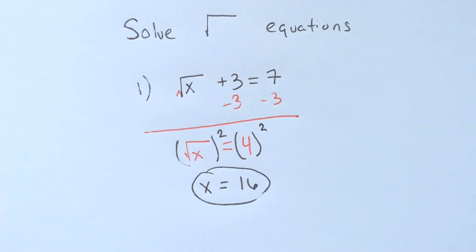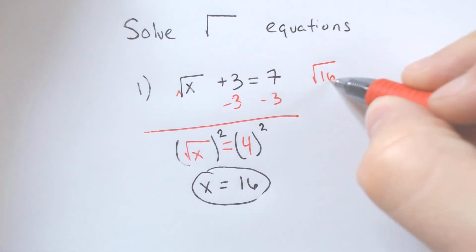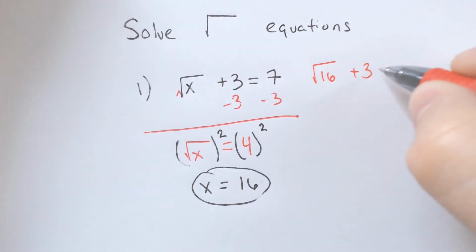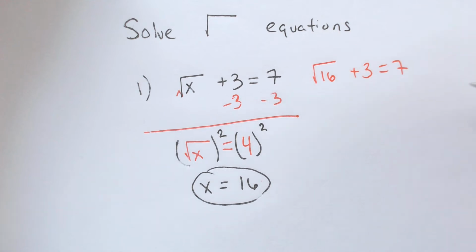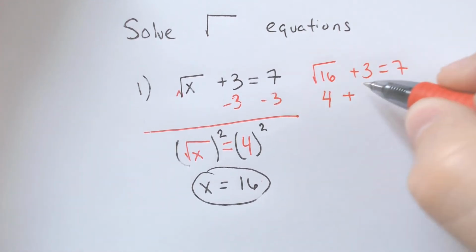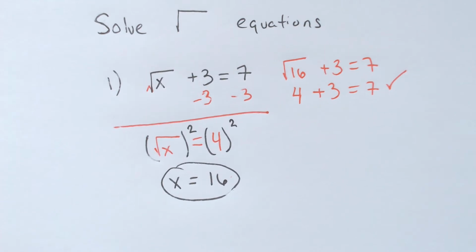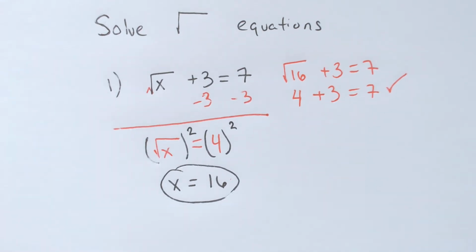Now, with square roots, you must check your solution because sometimes it will not actually work. So you need to check your solution by plugging in the 16. If we plug in the 16, the square root of 16 plus 3 had better equal 7. And if it doesn't, no bueno. Well, the square root of 16 is 4, plus 3, and that does equal 7, so this one does work out. You need to check your solutions because you might do everything right and still get it wrong.